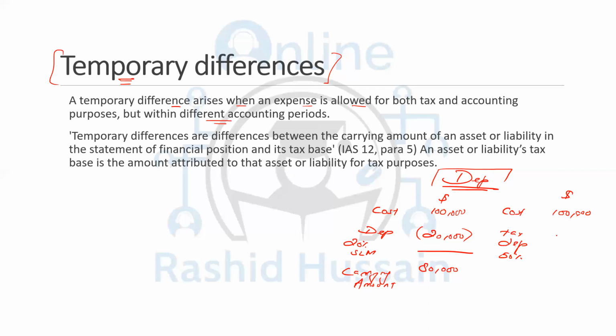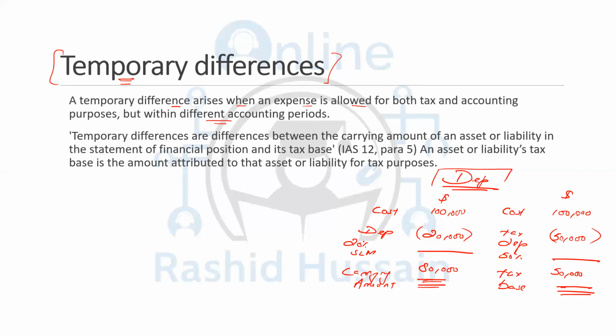Now, 50% means you will be recording the tax depreciation of 50,000. And as a result, your tax base will be, the tax base is the figure for the tax purpose. Carrying amount is the figure in your books. Tax base is the figure which is being calculated for the tax purpose. So according to the tax base, you will be having an amount of 50,000. Now here you can clearly see that your carrying amount differs from your tax base. Your carrying amount is 80,000 and the tax base is 50,000.